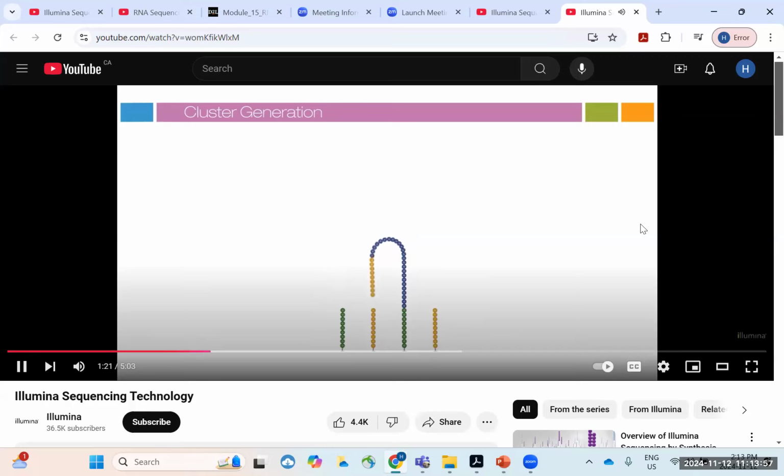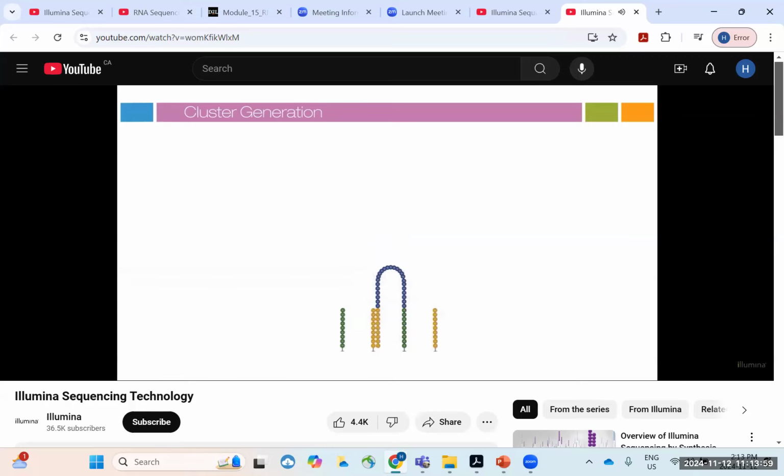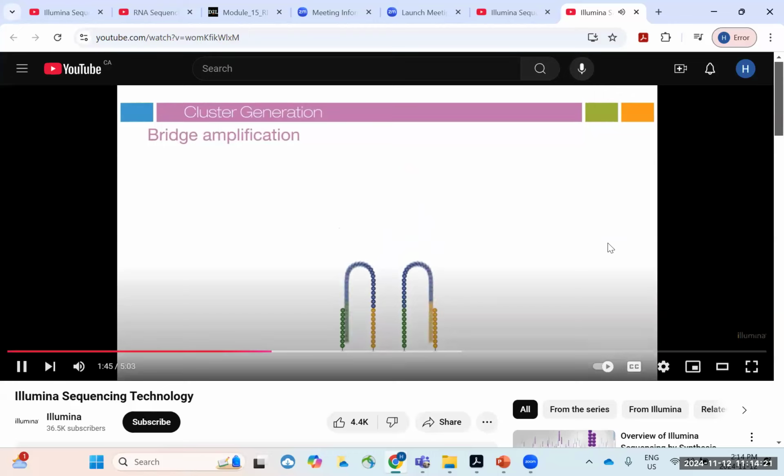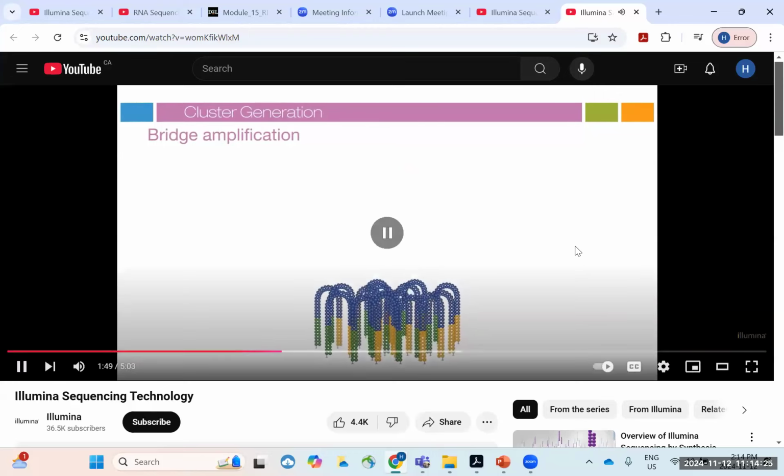Strands are clonally amplified through bridge amplification. In this process, the strand folds over and the adapter region hybridizes to the second type of oligo on the flow cell. Polymerases generate the complementary strand, forming a double-stranded bridge. This bridge is denatured, resulting in two single-stranded copies of the molecule that are tethered to the flow cell. The process is then repeated over and over and occurs simultaneously for millions.